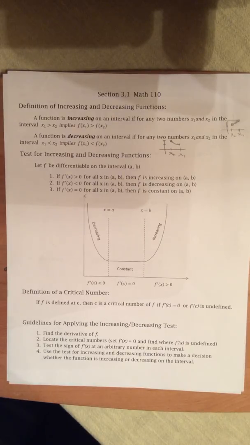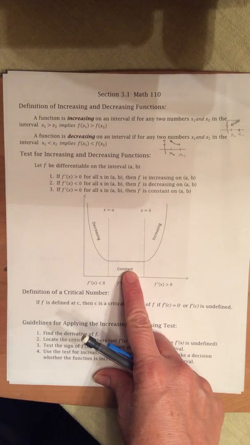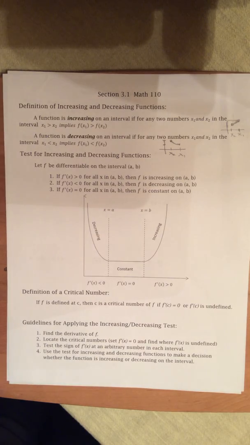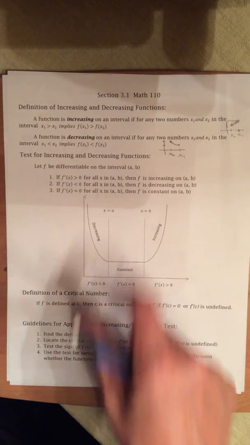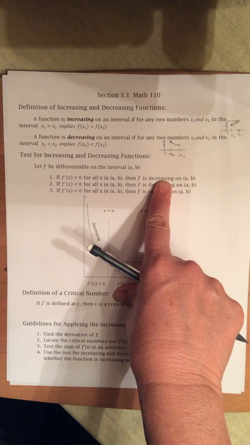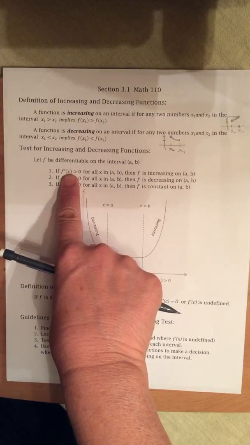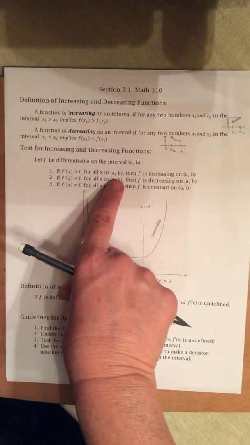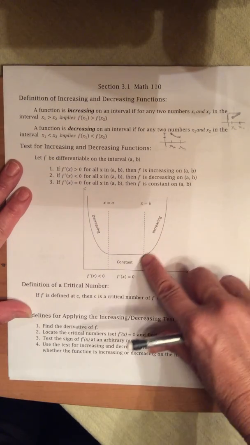Now we're going to use calculus to test for regions in the function where we're increasing or decreasing, or where we're constant. And the way we're going to do that is we're going to use our derivative. So if we have a differentiable function on an open interval a,b, then we will know if a function is increasing on that interval if the derivative in that interval is always positive. So for all the values between a and b, if the derivative is positive, the function will be increasing.